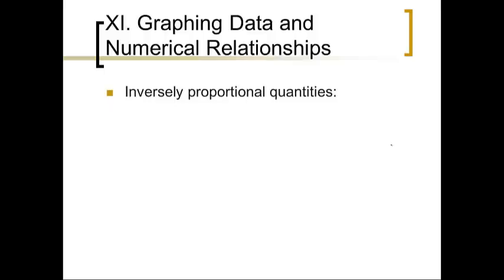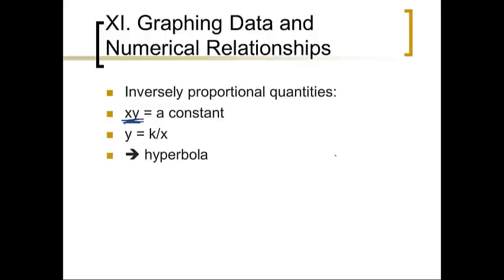Okay. Your data could also be inversely proportional. In other words, as one value increased, another value would decrease. And in this case, what happens is your x and y values, when you multiply them together, should give you a constant. So it's a product that gives you the constant. Okay. And y is equal to some constant k divided by x. And what you should end up with in your graph is the shape of a hyperbola.